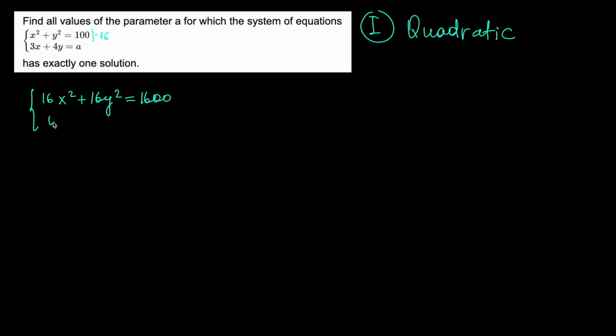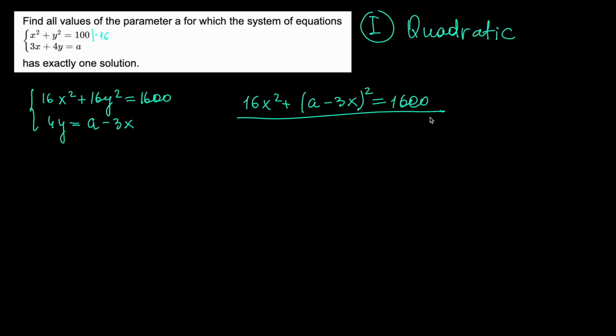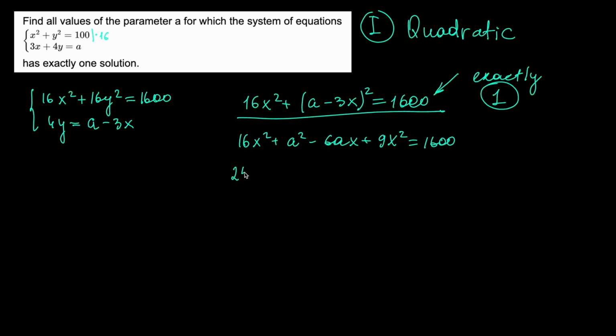And let's write down the second equation as 4y equals a minus 3x. We can now see that this is 4y squared, which is why we can write down the first equation as 16x squared plus (a minus 3x) squared equals 1600. And now this is just a quadratic equation. And if we want this system of equations to have exactly one solution, then this equation too has to have exactly one solution. So let's write it down as 16x squared plus a squared minus 6ax plus 9x squared equals 1600, which results in 25x squared minus 6ax plus a squared minus 1600 equals 0.